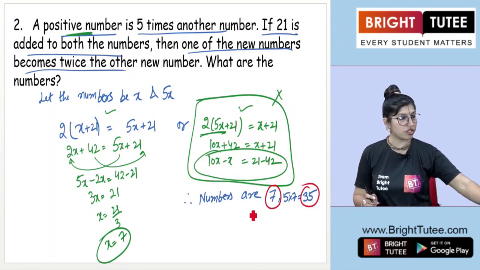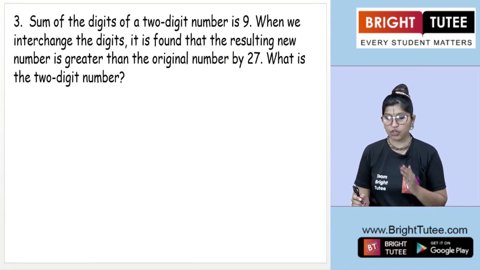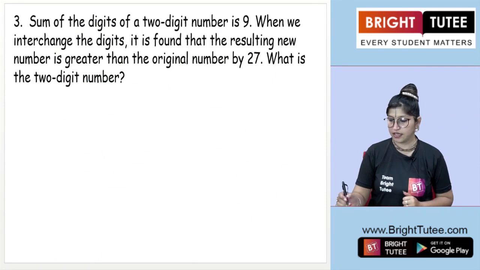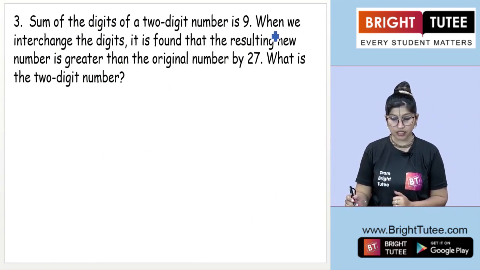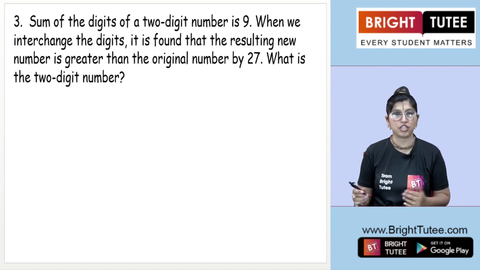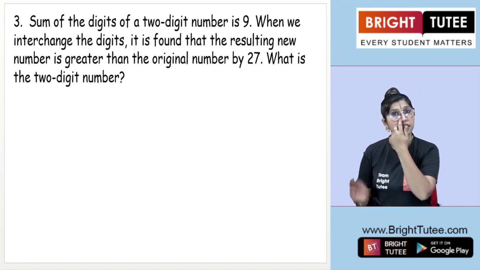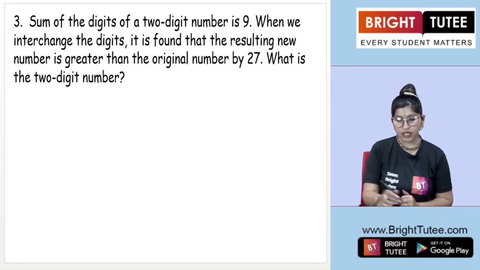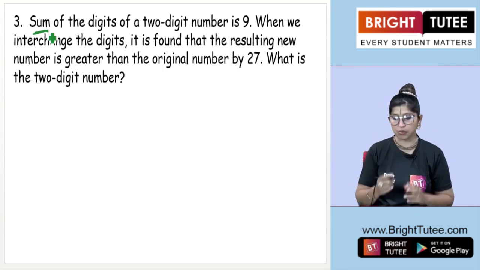Now moving on to question 3, it says that the sum of digits of a 2-digit number is 9. When we interchange the digits, it's found that the resulting new number is greater than the original number by 27. What is the 2-digit number? So we're going to do the same thing which we did in earlier 2-digit number questions, but there is a small difference. Over there, it was the difference between the 2 digits. Over here, it is the sum of the 2 digits of a 2-digit number.